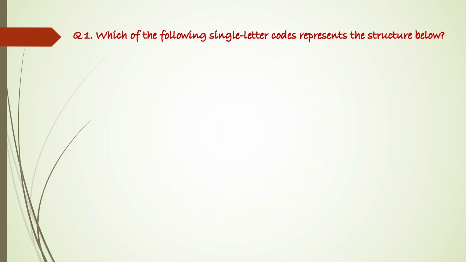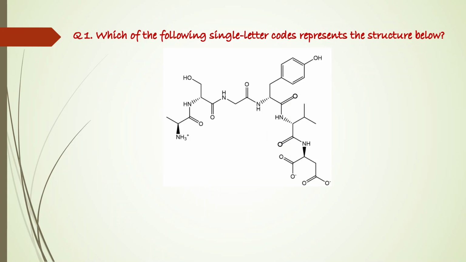So we will begin with our first question. It states, which of the following single letter codes represents the structure below? What we can see is a peptide, right? Six amino acids are attached to each other via peptide bonds. The structure is shown here and you have to identify the single letter code for this particular peptide.